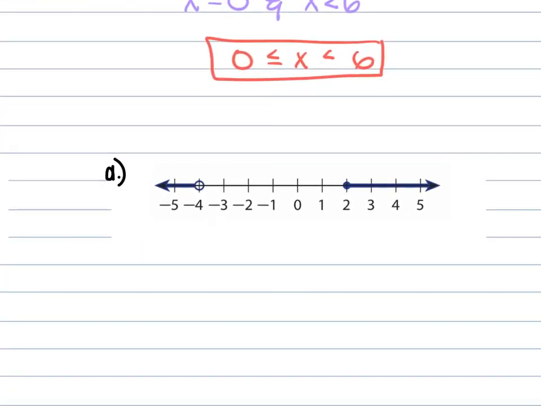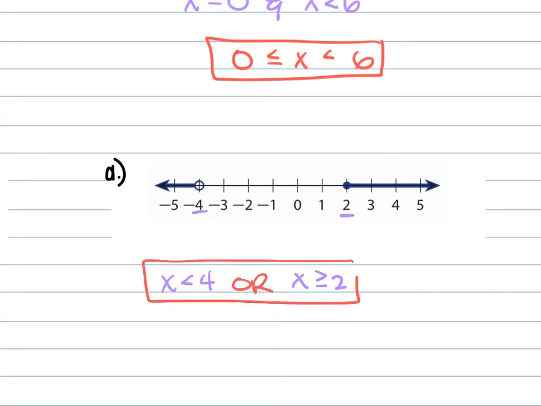For D, we have a -4 with an open circle, and the line points to the left, so our sign's going to point to the left. Just add the x in. We have a 2 with a closed circle, so it's going to be equal to. Our line points to the right, so our sign also points to the right. Add the x in there. These go opposite of each other, so just put the or in between them. So x is less than -4, or x is greater than or equal to 2.